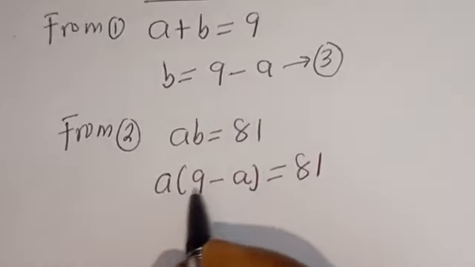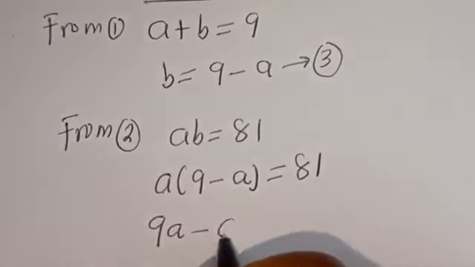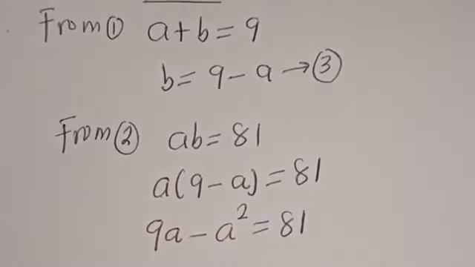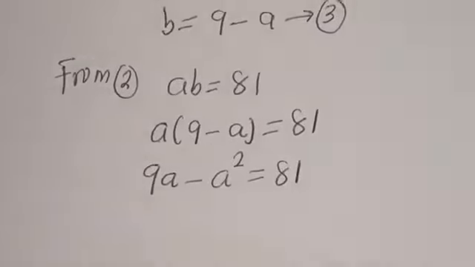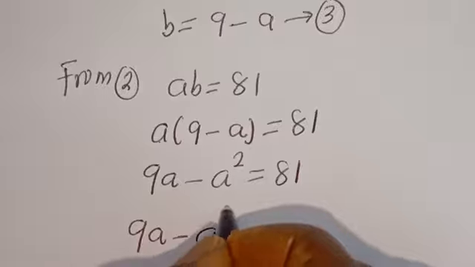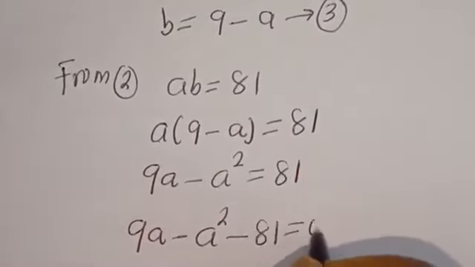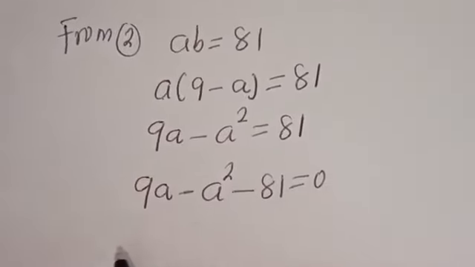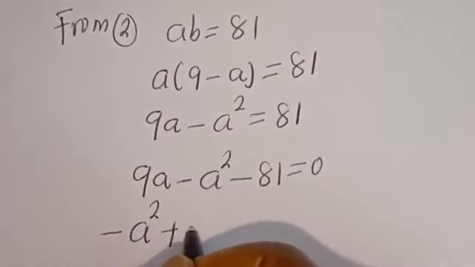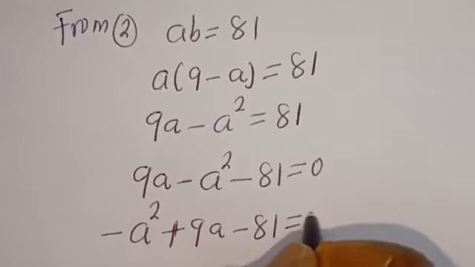Let's open the bracket. a multiplied by 9, this is 9a, minus a multiplied by a, this is a square, is equal to 81. Then here we have 9a minus a square. If you bring this 81 to this side, it becomes minus 81 is equal to 0. Let's write this equation in standard form. We have minus a square plus 9a minus 81 is equal to 0.